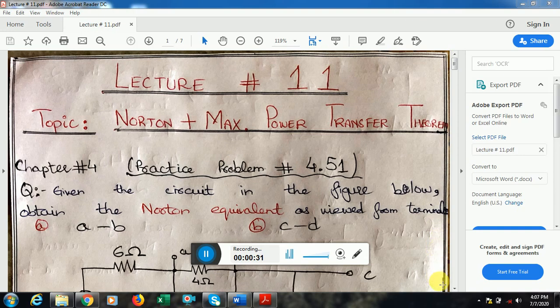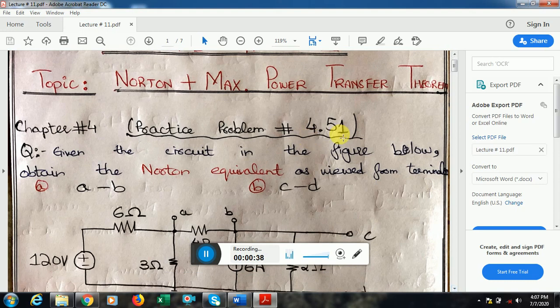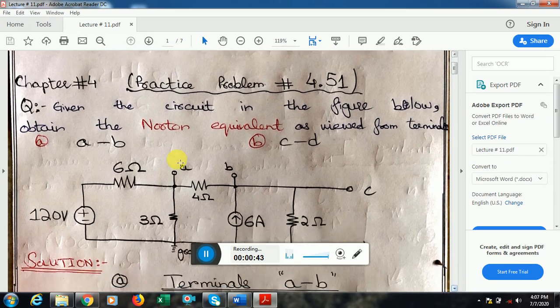So I have taken this example from chapter number 4, and the problem number is practice problem 4.51. I'm going to solve it for you. In this we are going to use this figure. We have to find this Norton equivalent at two terminals. First of all, we have to consider terminal A and B in this circuit, and then the other part of the question is that we have to consider terminal C and D and find the Norton equivalent.